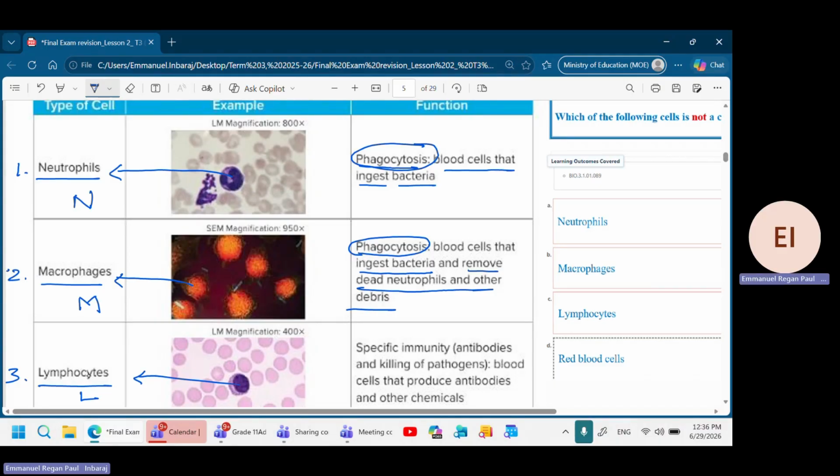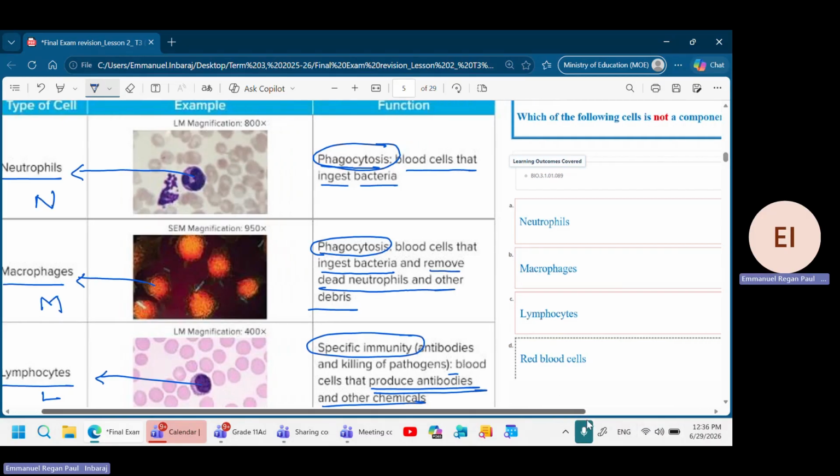Number 3, lymphocytes. So what does the lymphocyte do? The lymphocytes will produce antibodies and other chemicals. So lymphocytes' main role is to produce antibody. They help in specific immunity. Look at this. Lymphocytes help in specific immunity by producing antibodies. Okay, we'll talk about it later.